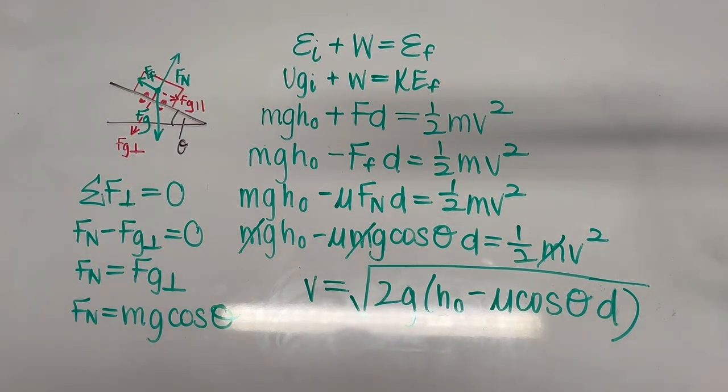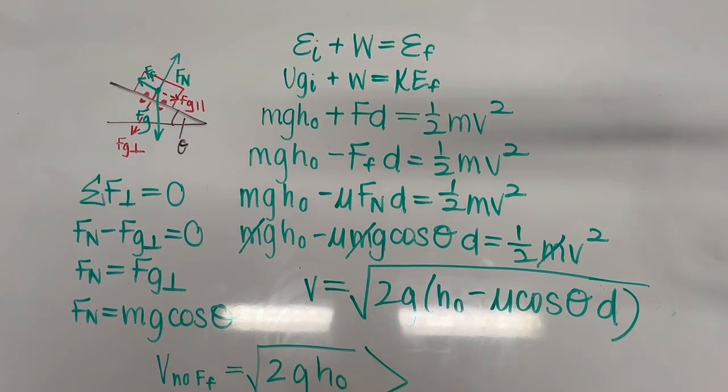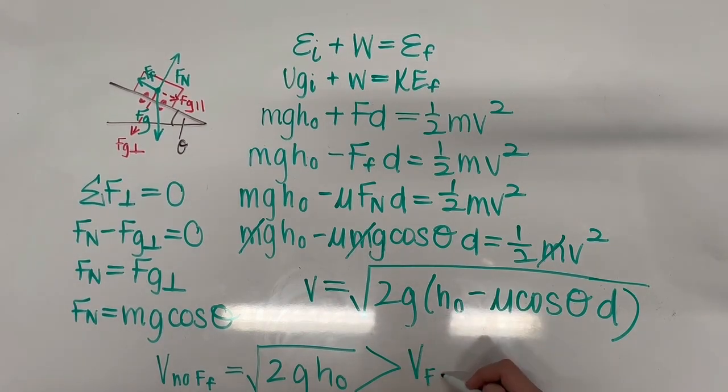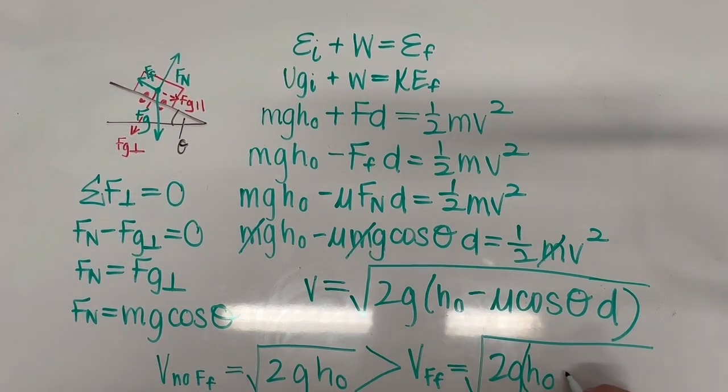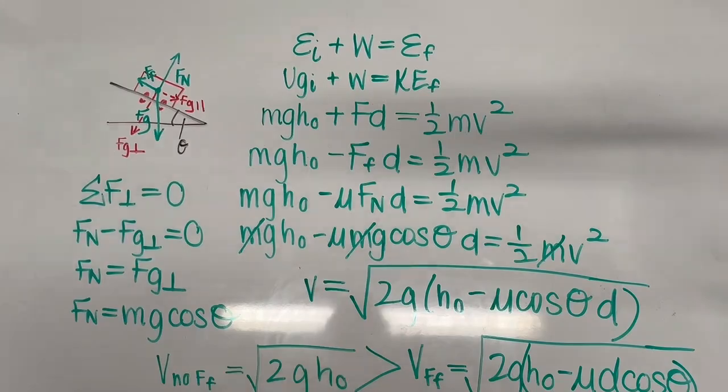As we can see, energy is lost when friction is non-negligible. The velocity achieved with no friction is greater than the velocity achieved with friction, which means the kinetic energy is less in this case.